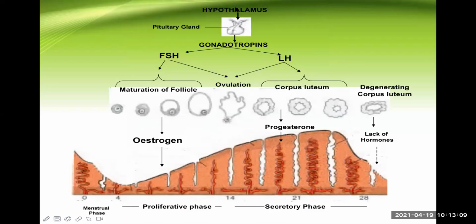See this: hypothalamus, pituitary, then gonad, and ultimately endometrium. So this is known as the hypothalamo pituitary ovarian axis. The hypothalamo pituitary ovarian axis is the most important regulator or controller of the menstrual cycle.